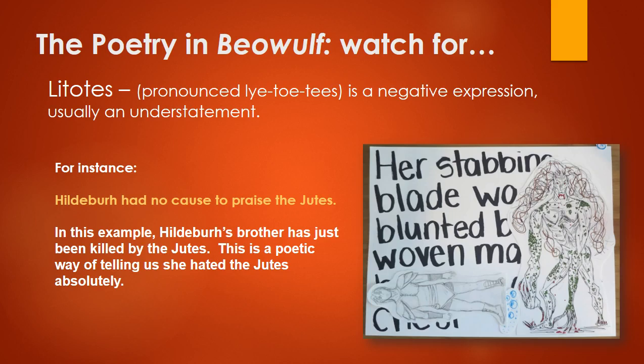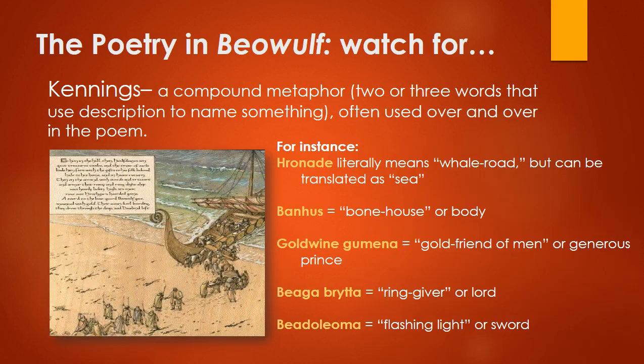Also watch out for litotes, which is an understatement or negative expression. You might say to a friend whose performance you really liked, "Well, I guess it was all right," when what you really mean is, "That was awesome." And watch out for kennings, which are ways of describing something or someone in 2 or 3 words that you use over and over. For instance, they called the body Bonhus, or Bonehouse, while the sea was Ronade, which literally means whale road.